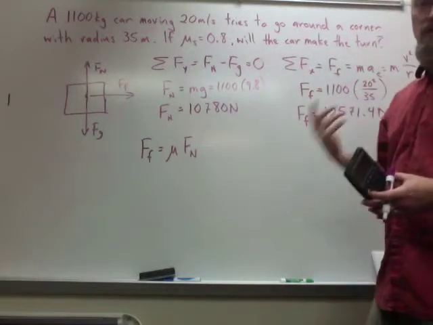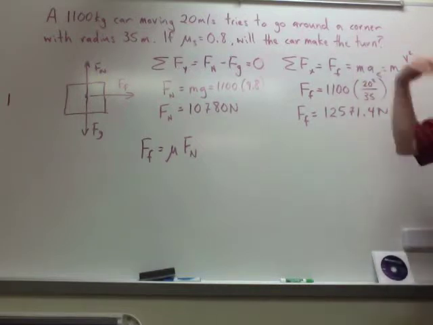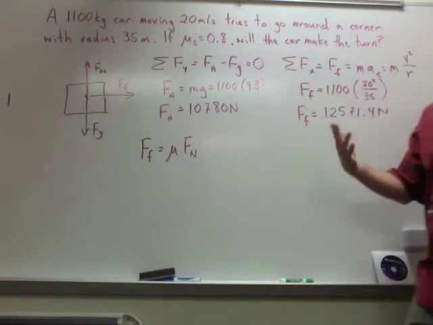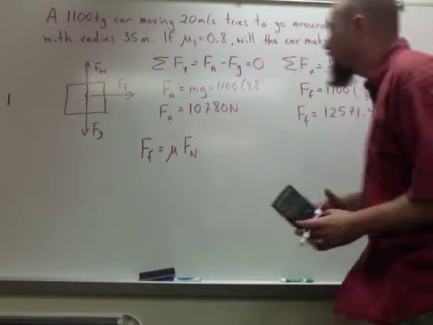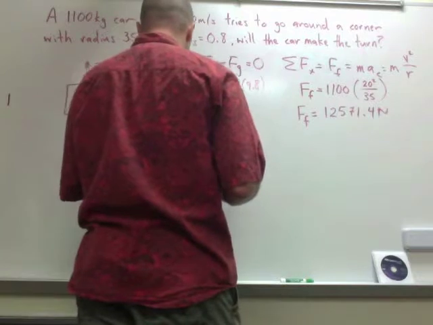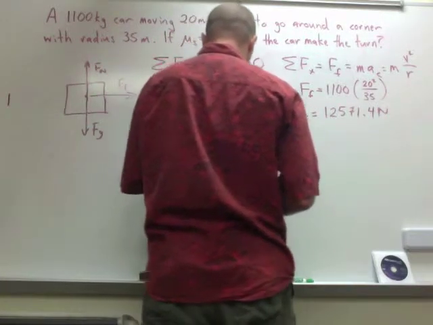But let's say there was an additional question that said, well, I know I'm not going to make it around the turn. What's the fastest you could go to make it around the turn? So if I wanted to set up a speed limit sign, what would it be? Well, let's do that question. So I'm going to say Ff equals 0.8 times 10780.